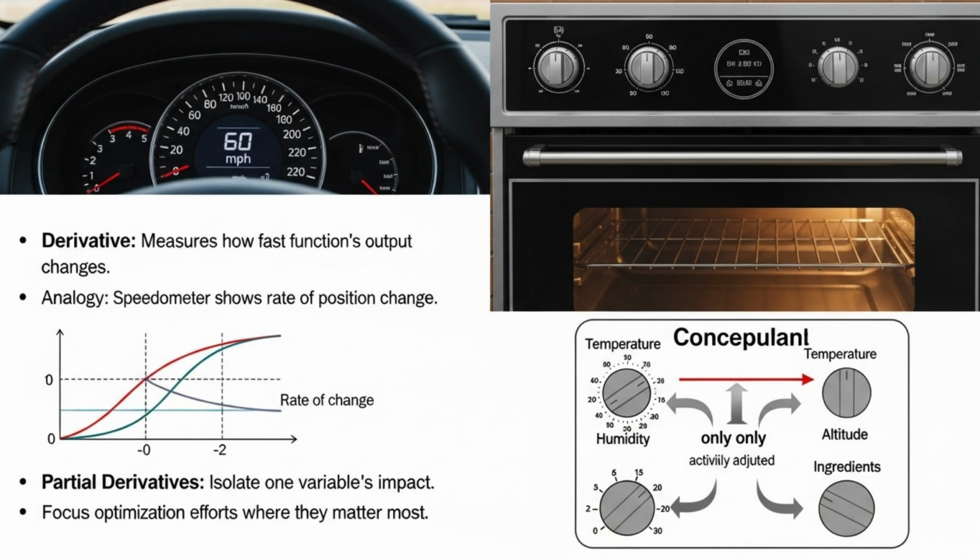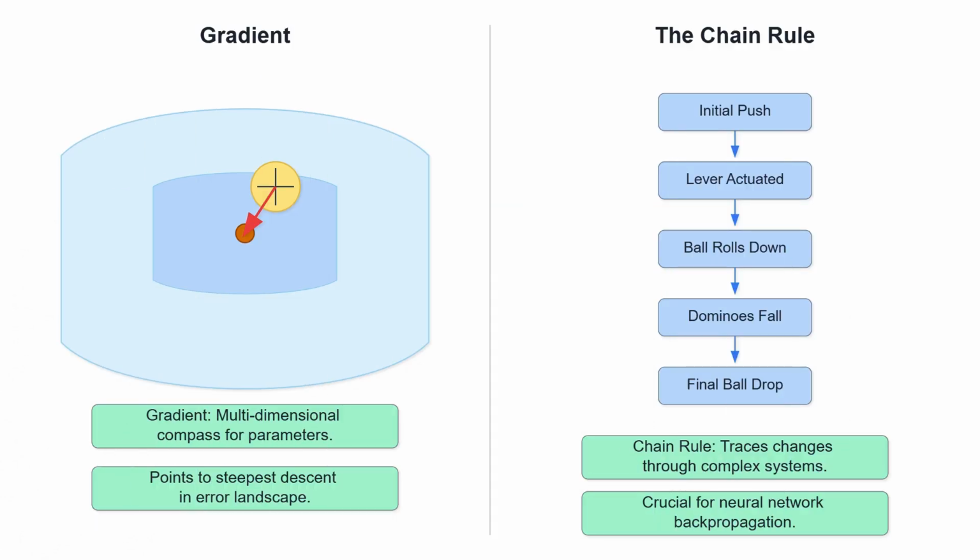Now, in real-world scenarios, many factors influence an outcome. This is where partial derivatives come in. When you're cooking, changing the oven temperature affects cooking time, but so does the altitude or humidity. Partial derivatives let us isolate variables, asking, if I only change the temperature, keeping everything else constant, what happens to my cooking time? This helps us understand which parameters matter most, allowing us to focus our optimization efforts where they'll have the biggest impact.